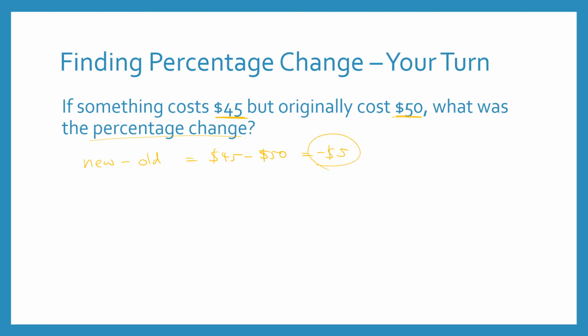Now we find this as a percentage of the old price. So we go minus 5 over 50, which is going to be minus 1 over 10, which is minus 10%. So we could say we've decreased by 10%.